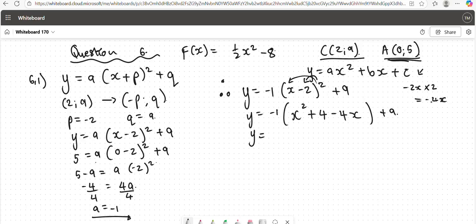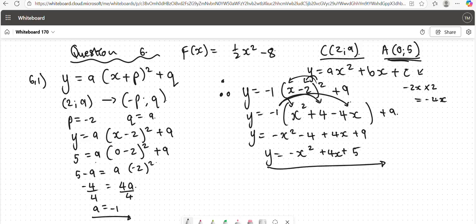So if you're still not sure about the method now, then maybe first learn the method, get really good at the method before you start using it. So this negative 1 will multiply inside, giving me a negative x squared, negative 4, plus a 4x, plus a 9. And if you expand this, negative x squared, plus a 4x, wait, what did I write? Plus a 4x, plus a 5.